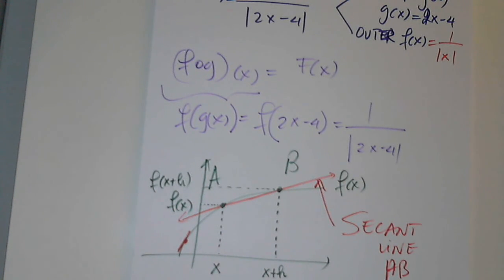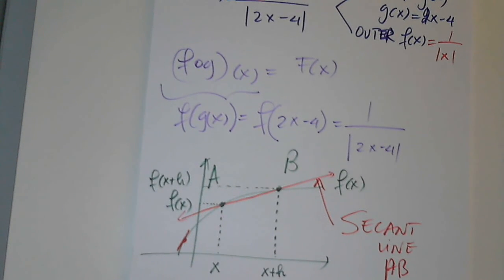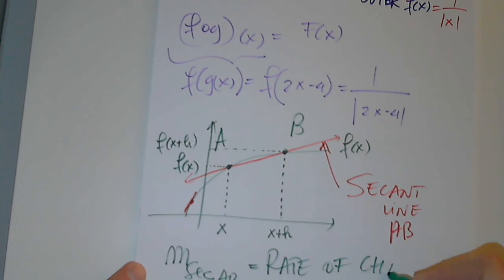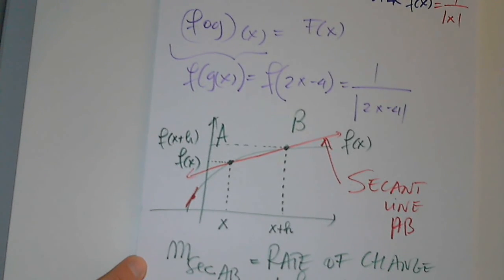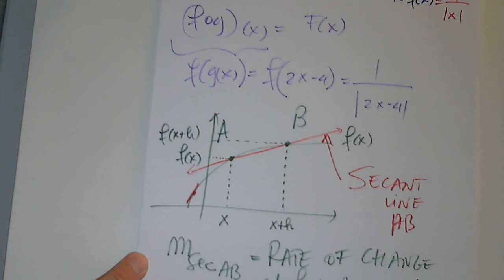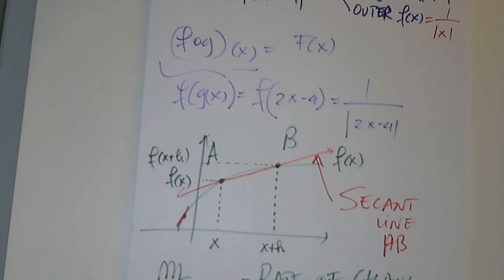Okay, so I would like to determine the slope of the secant line AB. By the way, what will that represent? It will represent the rate of change of function f of x between... Between what? Of course. That's exactly what it will represent.